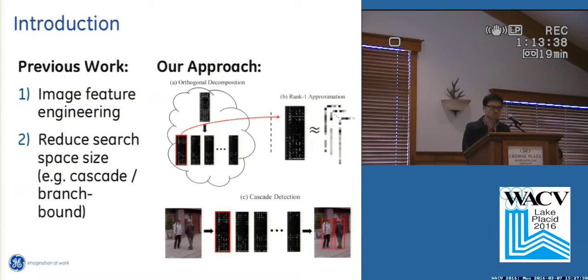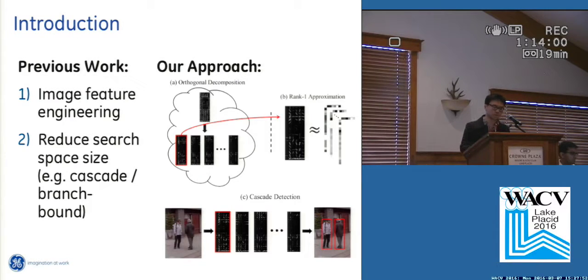In previous work, most of the speed-up techniques for object detection majorly involve feature engineering or reducing search space. For example, building a cascade from scratch or performing branch and bound search. Our approach does not involve any feature engineering and takes a similar approach as the second one.